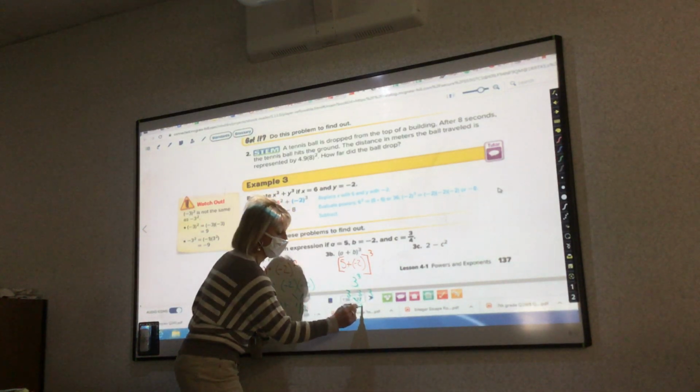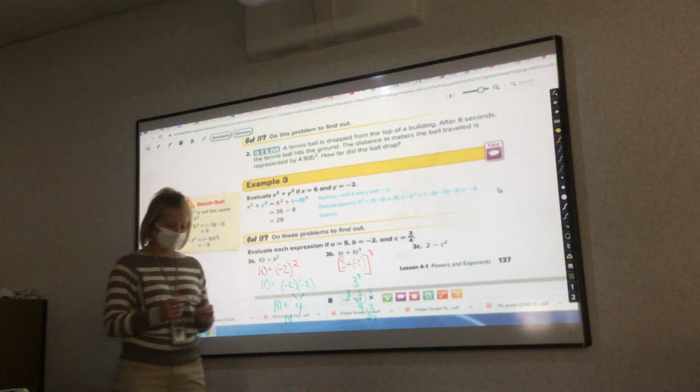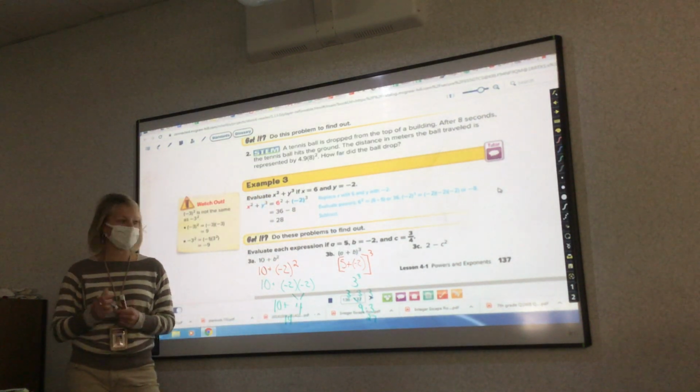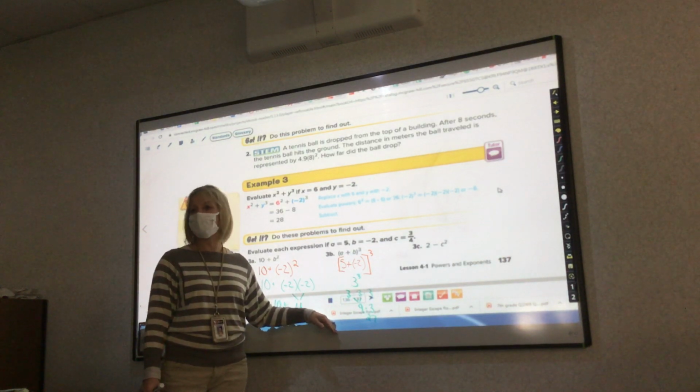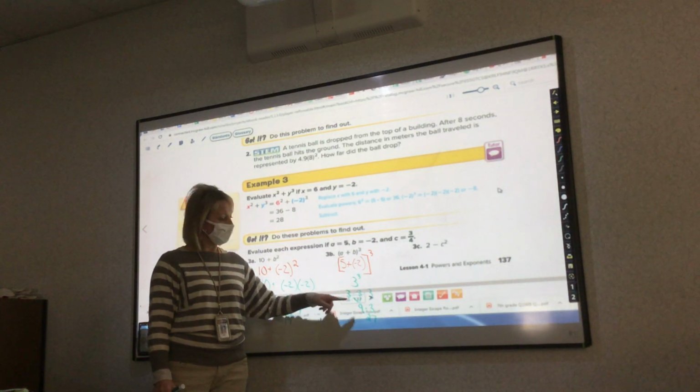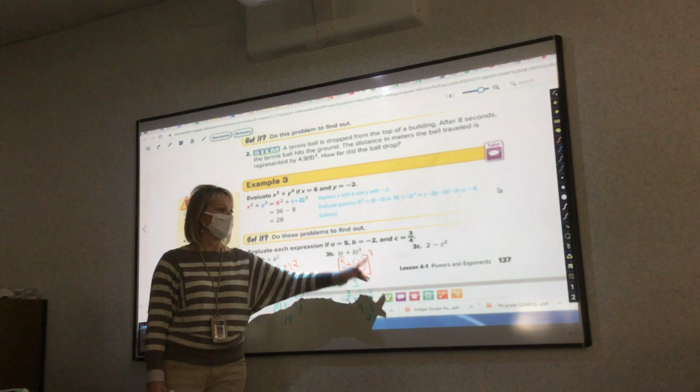And then I show 3 times 3 times 3. 3 times 3 is 9. 9 times 3 is 27. You see how I'm showing my work? Line for line for line. After a while, if you have memorized what 3 cubed is, you don't have to show this line. You just tell me what the answer is. Okay? Let's do 3C.